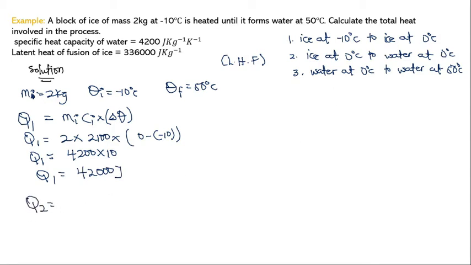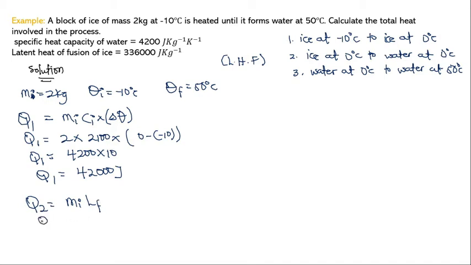Okay, now Q2 is what? Converting the ice from 0 degrees Celsius to water at the same temperature, and that is what I'm calling the latent heat of fusion, because there is a change in the state of matter but at the same temperature. So in this case, the heat involved in this process is just the mass of the ice multiplied by the latent heat of fusion of ice, and that will give us the heat involved in this process.